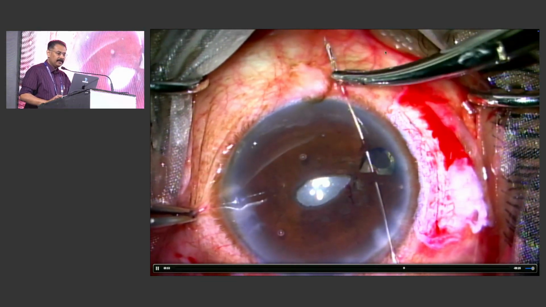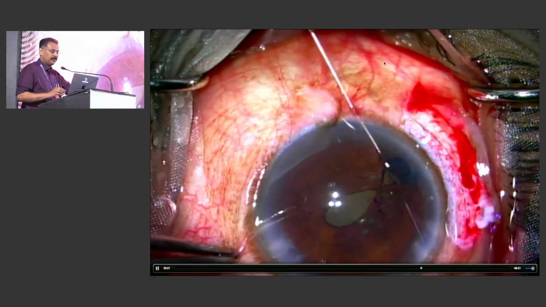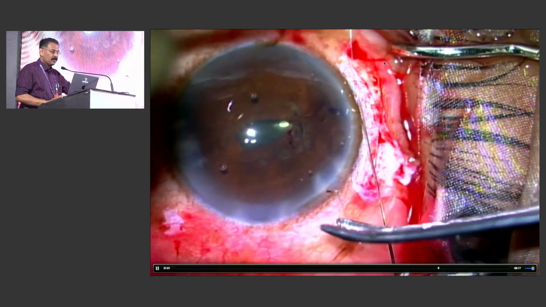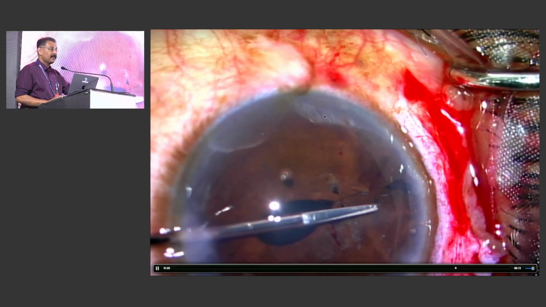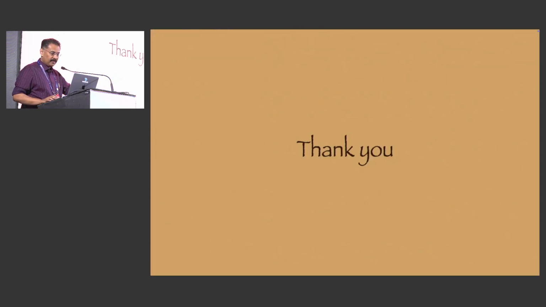And then these larger openings, please close. The topmost one we can leave, because it will act like a PI. And if it is under the iris, it is fine. So once this is done, the pupil becomes smaller and you get a much better quality of vision after this procedure. Thank you very much.